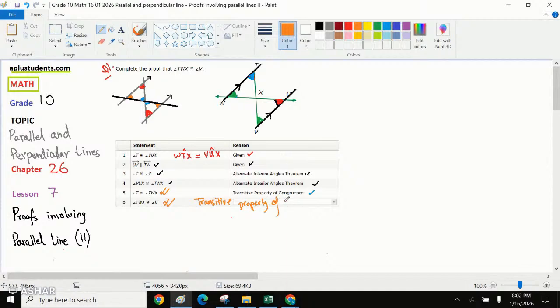of congruence. Congruence means exactly the same. The term congruent in mathematics means exactly the same, okay? Not similar. Similar will be in ratios. Congruent is exactly the same, okay? So we just had to give this property over here, the transitive property of congruence.